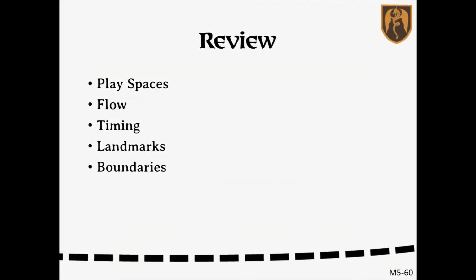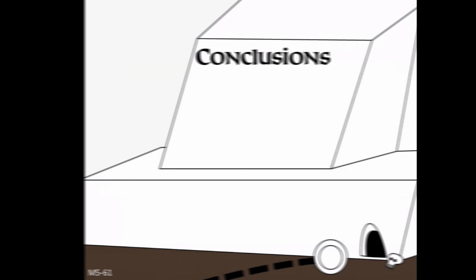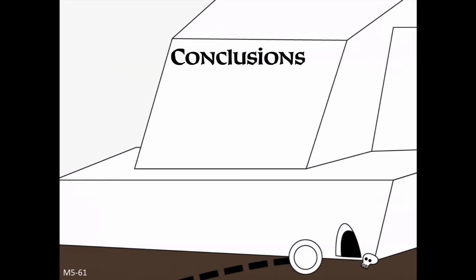In this module, we learned about the physical elements that a level designer uses as they are constructing their encounters. We covered the following topics: play spaces, flow, timing, landmarks, and boundaries. This was a very long module. I hope you learned a lot.